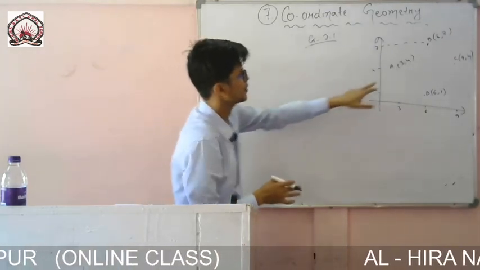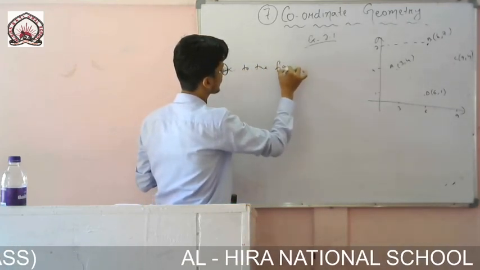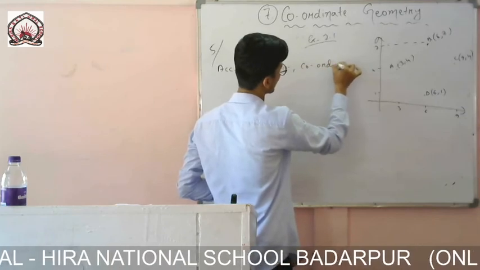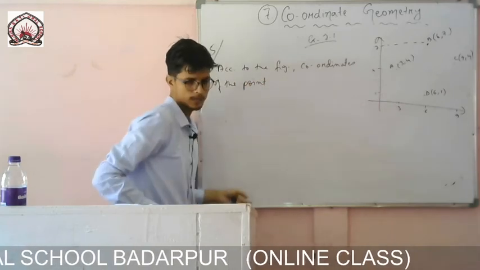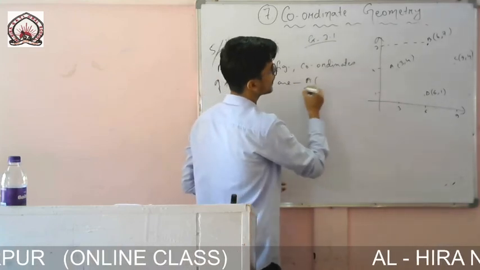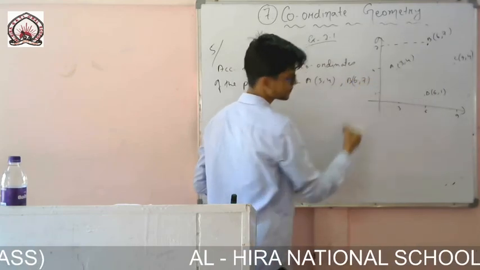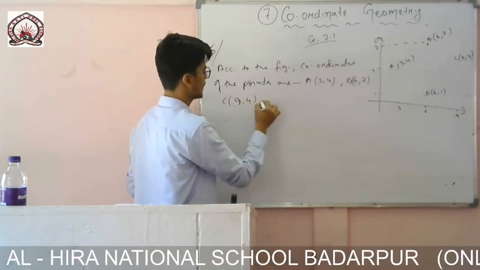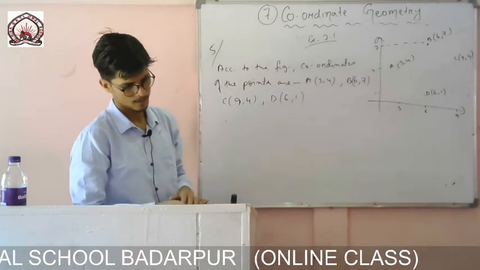So first of all, since it was not given, I will write like this. According to the figure, the coordinates of the points are: A is (3, 4), B is (6, 7), C is (9, 4), and D is (6, 1). So these are the coordinates given.